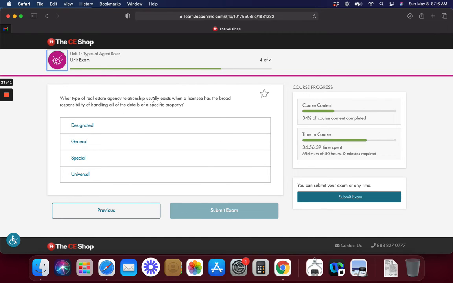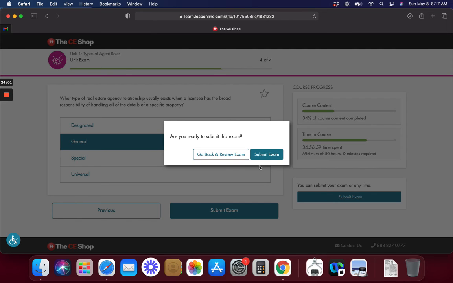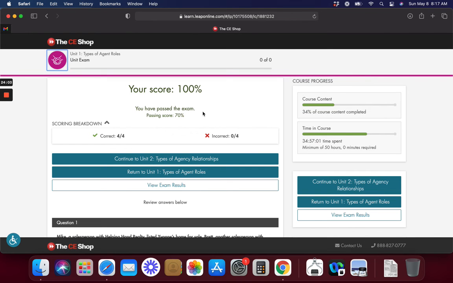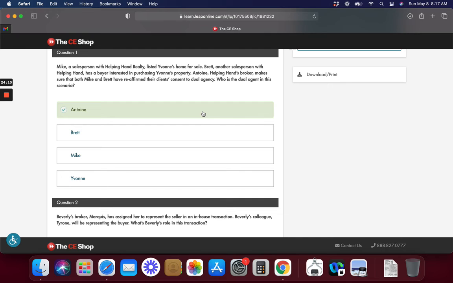Okay, what type of real estate agency relationship usually exists when a licensee has broad responsibility of handling all the details of a specific property? I want to say maybe universal. All right, I don't know. Oh, I got them all right. Holy crap, I can't believe it. Definitely needed to take it. I can't believe I even got that right. Okay, this one, Antoine the broker is the dual agent.